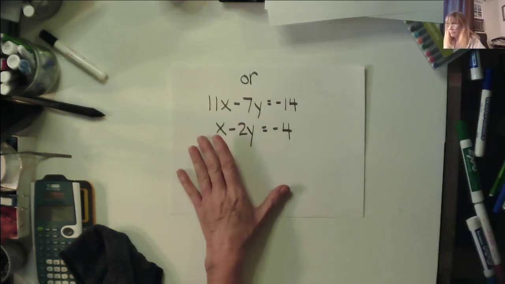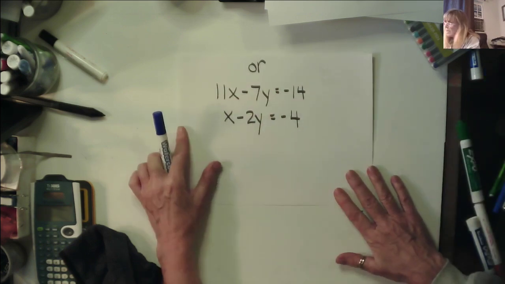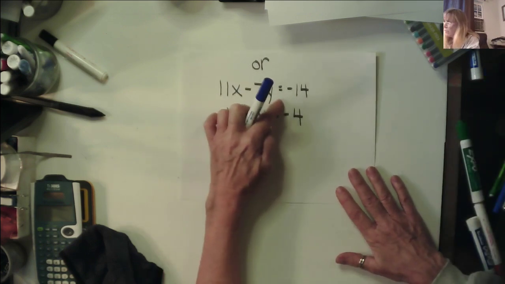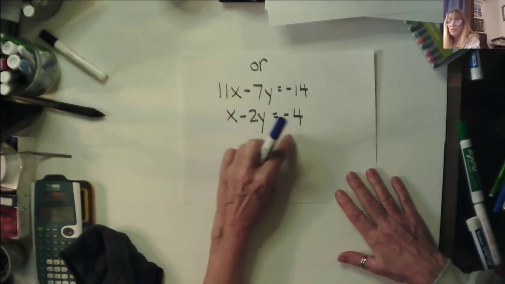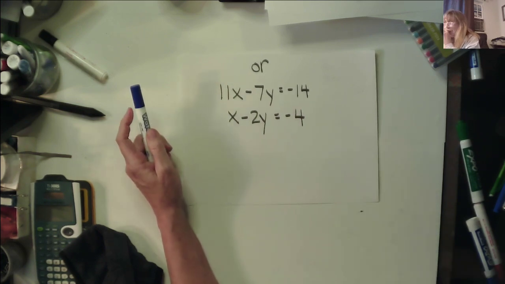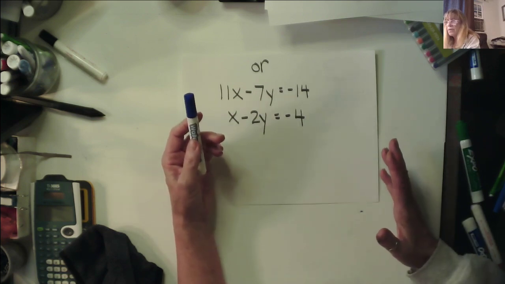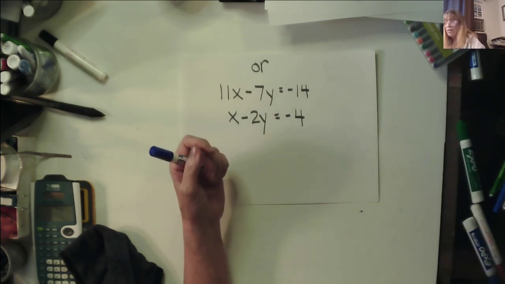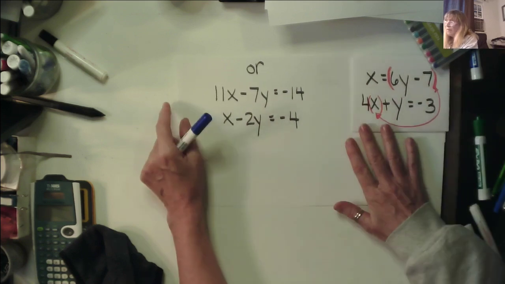Well, guess what? It's not always that easy. So take a look here. I have an 11x minus 7y equals -4. And I have an x minus 2y equals -14, sorry, and -4. So I have to manipulate. I have to do an extra step to get myself a variable by itself. So you have three choices.